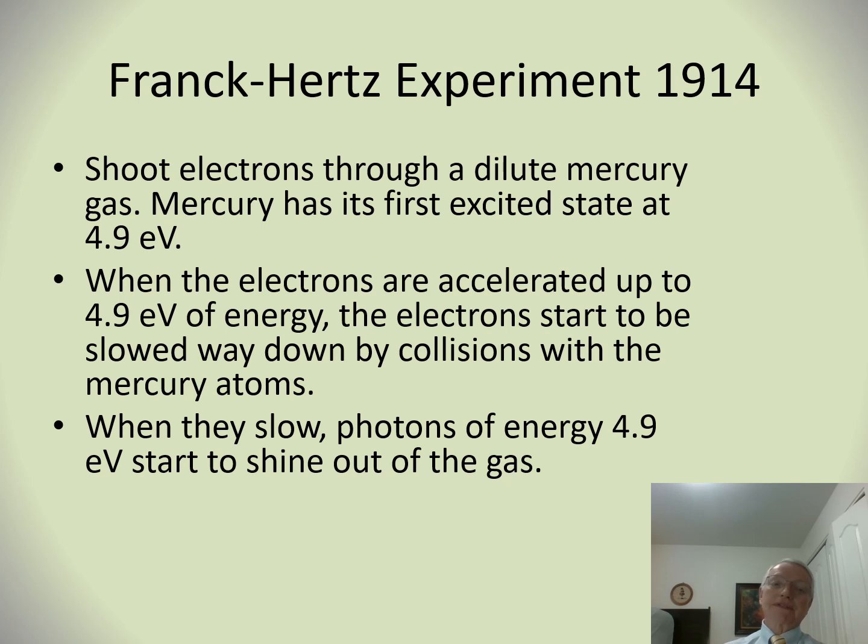They didn't notice the light coming out of it. Well, yes, they did. There was light coming out of the gas. 4.9 eV photons started to shine out of the gas, and the electrons slowed down. What was happening was that the electrons were giving their energy to atoms to pump them up into the excited state, and then they could emit light. But it slowed the electrons down, and there weren't as many electrons, and they weren't going as fast.